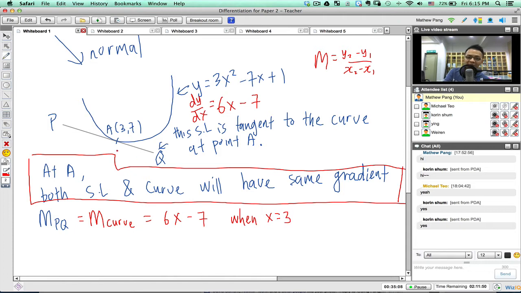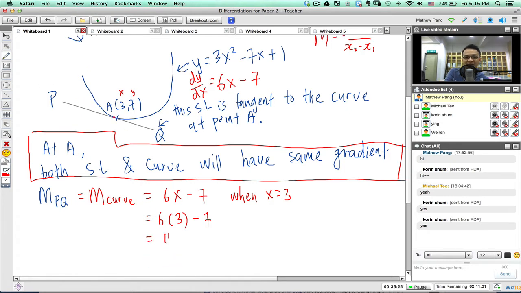Because I know the coordinate of A over here, x is equal to 3. This is x, this is y, right? So I just need to substitute x equals 3 into here, then I can easily find my gradient. It will be 6 times 3 minus 7, which is 18 minus 7, which is 11. That means at point A, the straight line and the curve both will have the gradient 11.